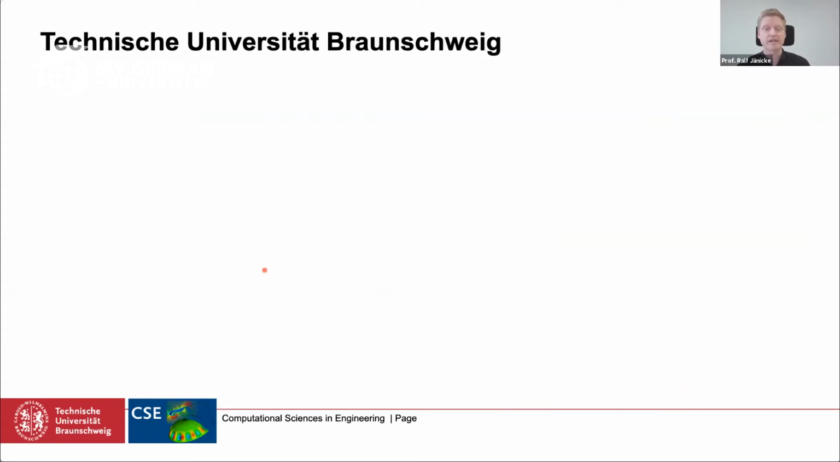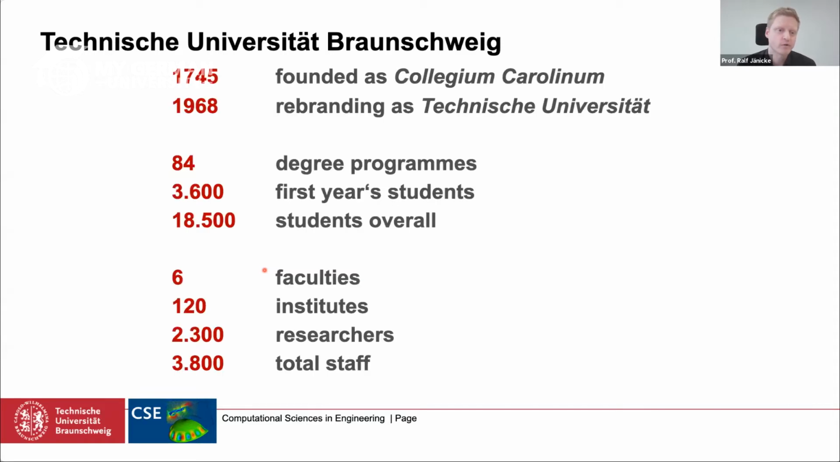Instead, I would like to tell you something about the university, which is actually one of the oldest in Germany. It was established in the mid 18th century as Collegium Carolinum, at that time founded by the Duke. Probably his name was Charles, I guess. And then after some renamings, we ended up 50 years ago with the term Technische Universität Braunschweig, or Braunschweig University of Technology.